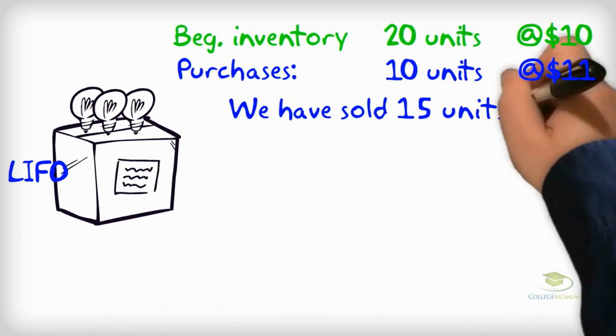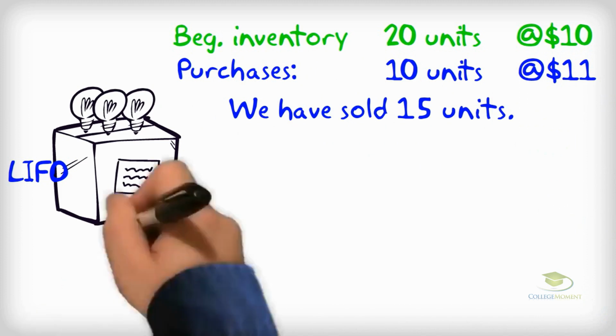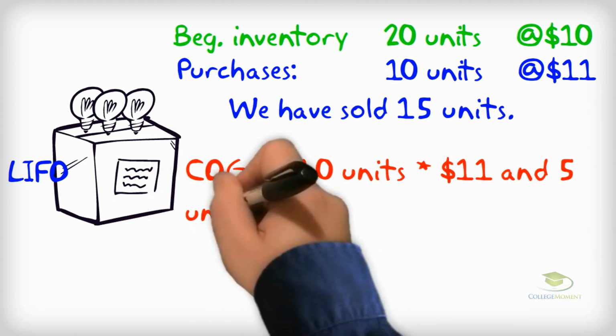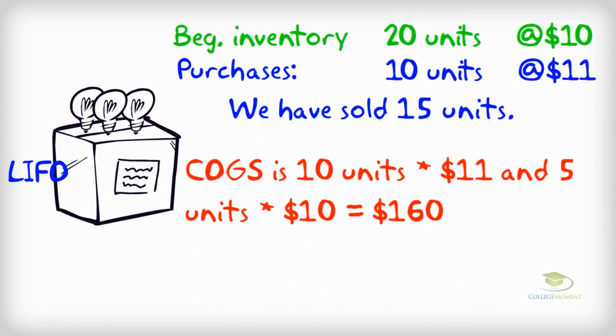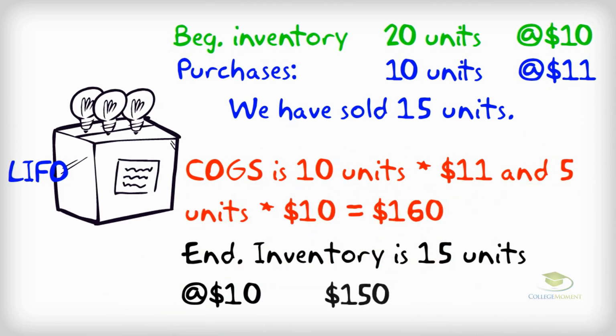Since we have sold 15 units, it means that we assume to have sold the 10 units at the cost of $11 and 5 units at the cost of $10, for a total of $160. The ending inventory is what we have left, that is 15 units at the cost of $10.